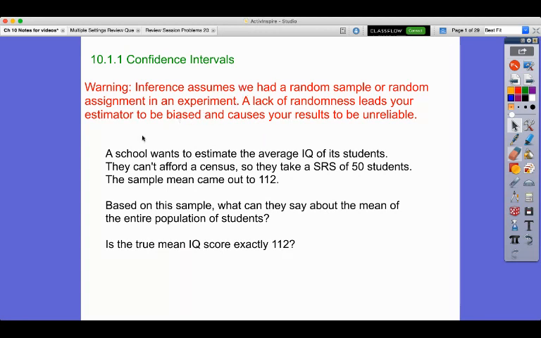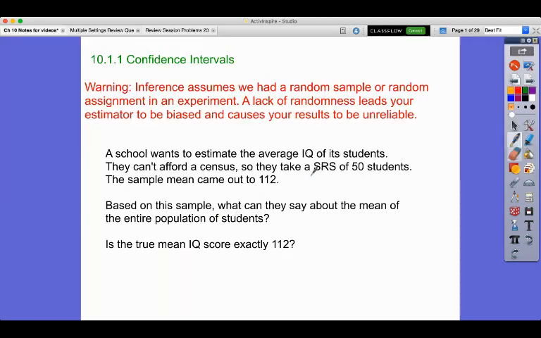Okay, so we're starting out with this example. A school is trying to estimate the average IQ of its students. Let's say there's like 5,000 students. IQ tests are expensive, so they can't afford to do a census, so they take a simple random sample, check, of 50 students. And the sample mean came out to 112. So what can we say about the mean of the entire population of students?